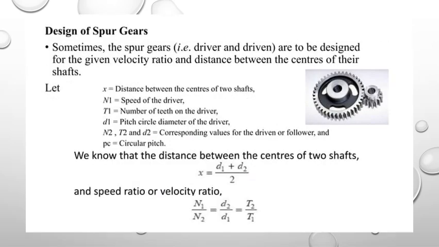Next, design of spur gears. Let us consider the distance between the centers of the shafts. N1 is the speed of the driver, T1 is the number of teeth, D1 is the pitch circle diameter, and N2, T2, D2 correspond to the follower, while the distance x equals D1 plus D2 by 2. The velocity or speed ratio is N1 by N2 equal to D2 by D1 equal to T2 by T1.